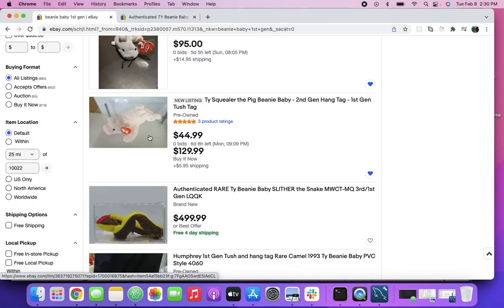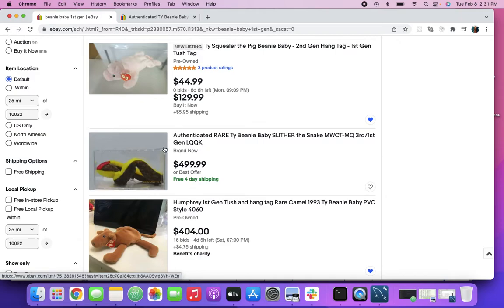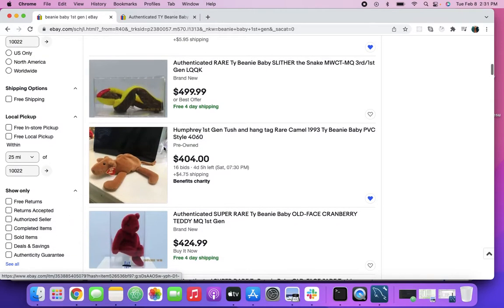We got Squealer second gen here, so any second gen I would say should go from 75 and above. Squealer is a common beanie, but a second gen Squealer is not, so that's a good one. Right, all very accurately priced here for the most part.